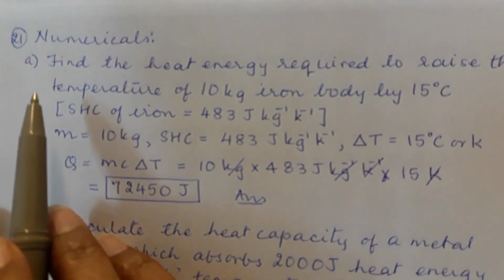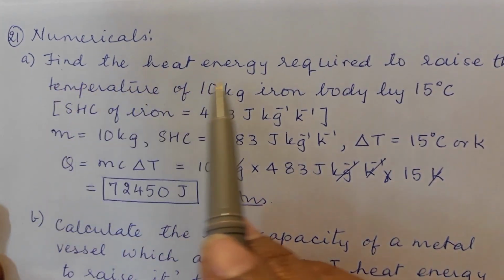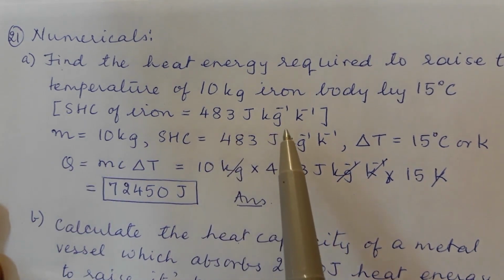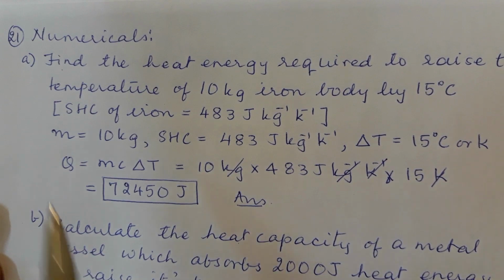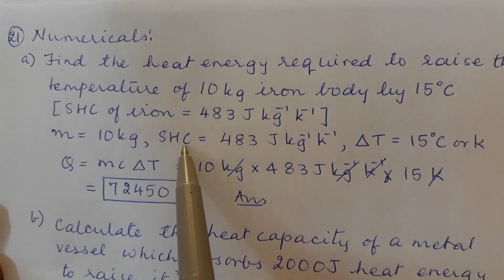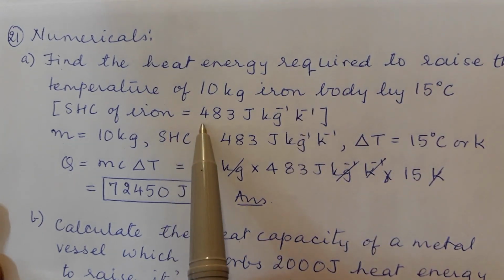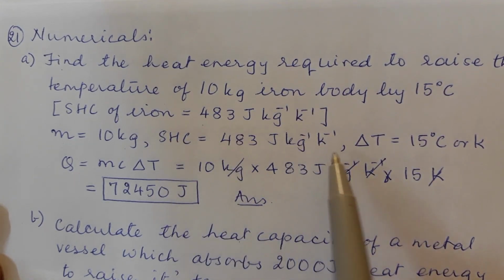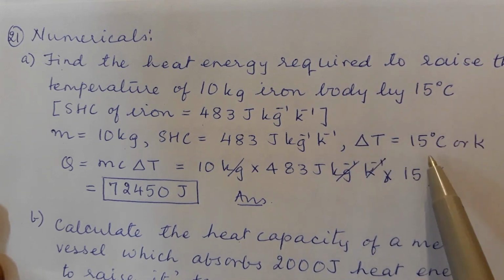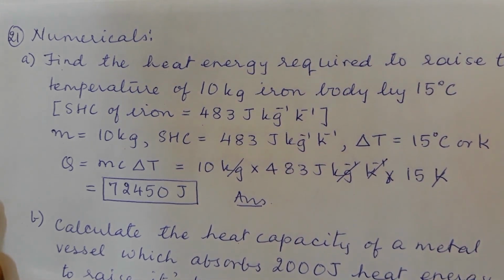That's number 21. The first one over here: find the heat energy required to raise the temperature of a 10 kg iron body by 15 degrees C, and we are supplied with the specific heat capacity of iron, which is 483 joule per kg per Kelvin. Now we first write the data. Mass is 10 kg, which is supplied here. Specific heat capacity is given here, 483 joule per kg per Kelvin, and the temperature is rising by 15 degrees C, so delta T is how much? 15 degrees C or Kelvin.